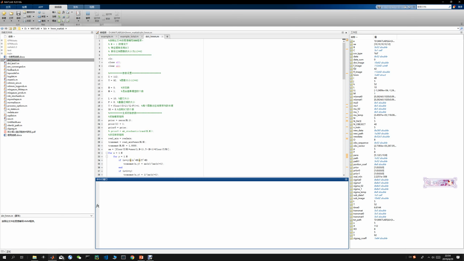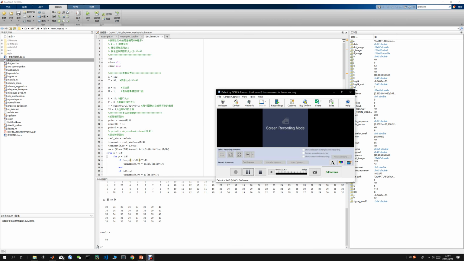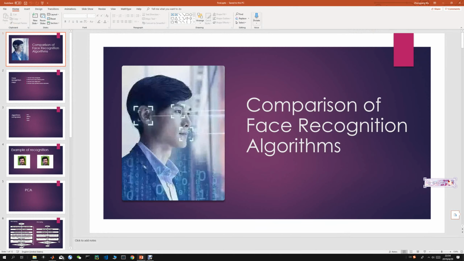We can see that the result takes just a few seconds. The result is 85%, so the accuracy is acceptable. Then we go on to the presentation.